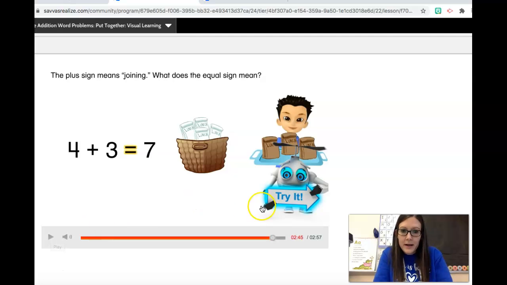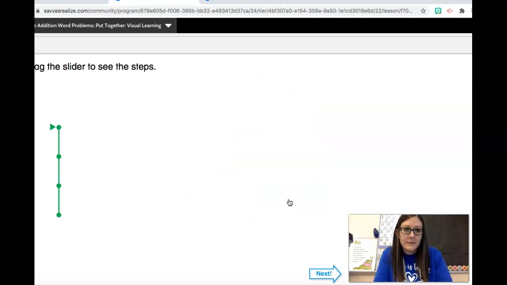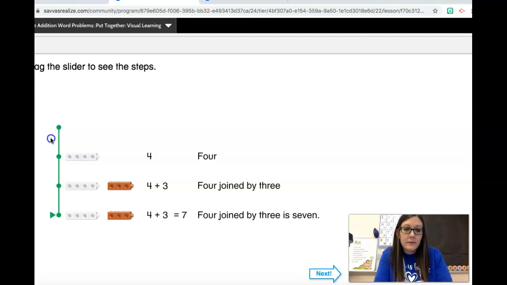Ooh, let's try it. Drag the slider to see the steps. Let me try that again. I went a little too fast. 4 joined by 3. And 4 joined by 3 is 7, or 4 plus 3 is 7.